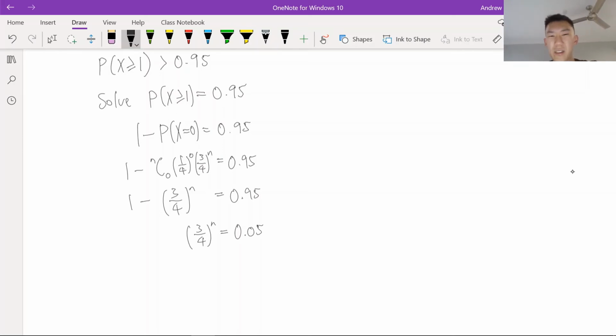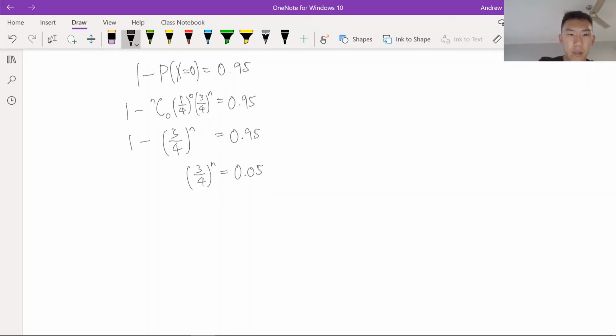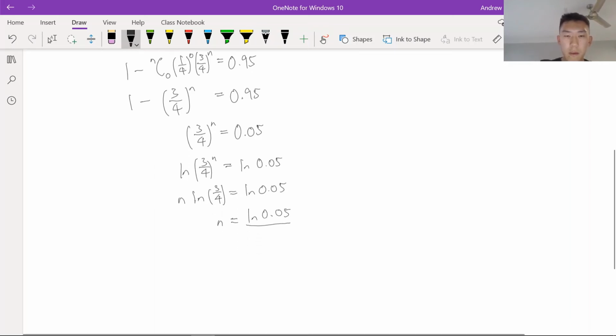And see how you still have to use a calculator here. So if we log or ln, it doesn't matter, but if we ln both sides, we can use log laws to isolate n. And let's do this.